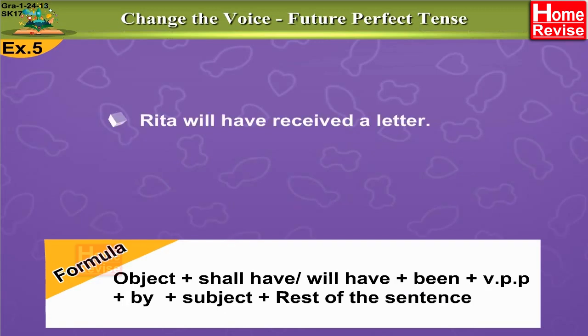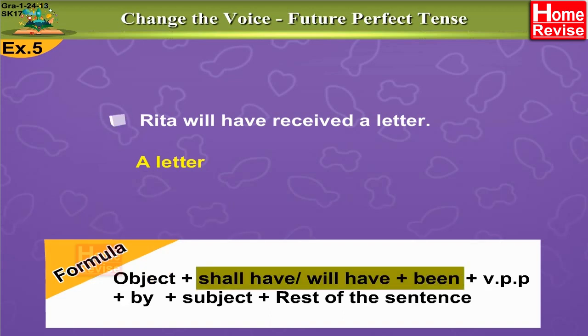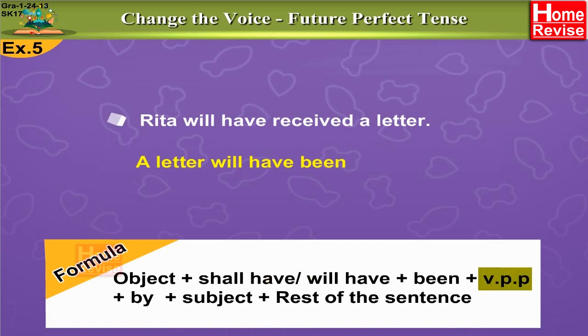Let's take another example. Rita will have received a letter. What will have Rita received? A letter. So a letter is the object. The answer, that is the passive voice, begins with a letter followed by the helping verb of future perfect tense will have been, showing the passive voice. Past participle of the verb received is received. By whom? By Rita. Since it's a proper noun, we are not going to touch it. It remains as it is. So your answer is a letter will have been received by Rita.